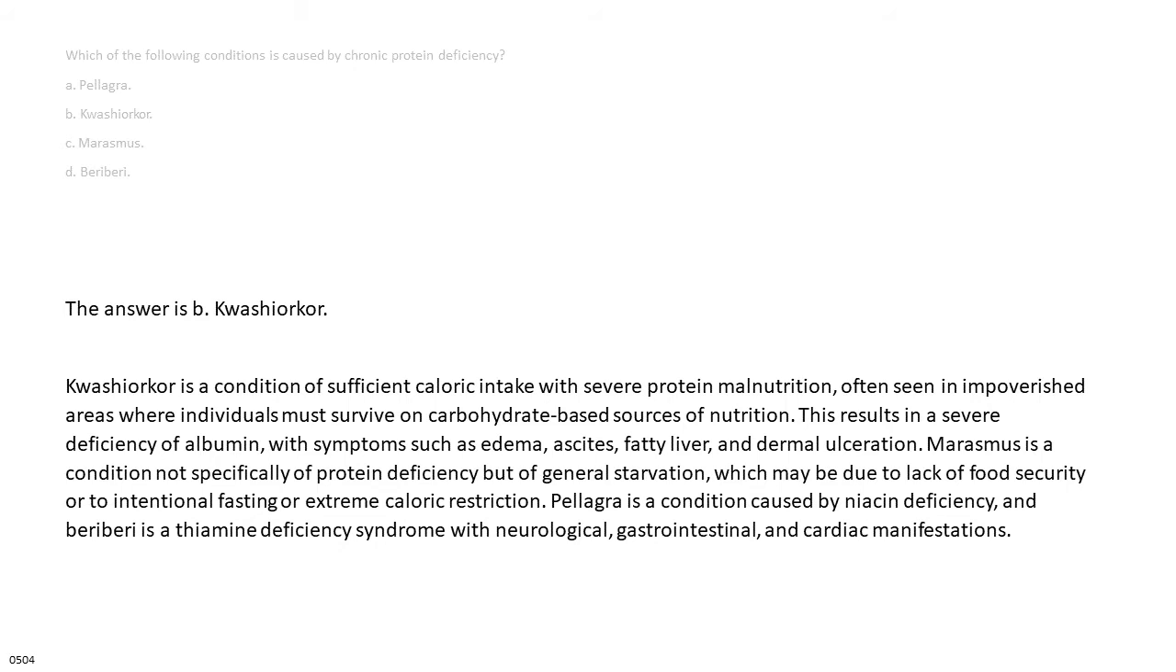Marasmus is a condition not specifically of protein deficiency but of general starvation, which may be due to lack of food security or to intentional fasting or extreme caloric restriction. Pellagra is a condition caused by niacin deficiency, and beriberi is a thiamine deficiency syndrome with neurological, gastrointestinal, and cardiac manifestations.